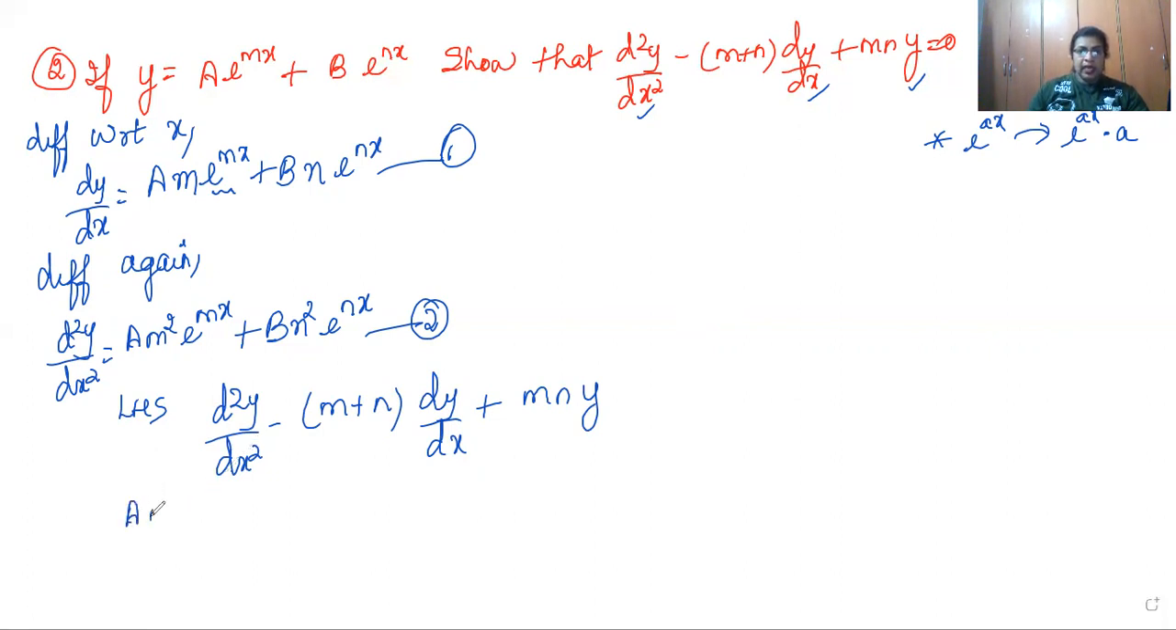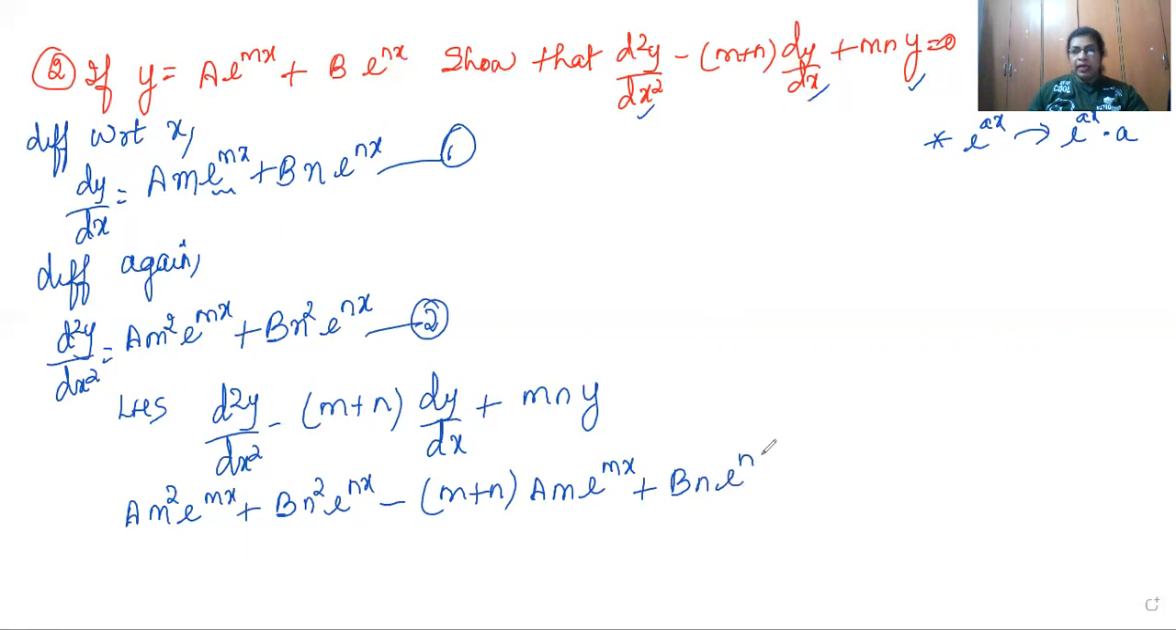So what is it? a m² e^(mx) plus b n² e^(nx) minus (m plus n) into, what is dy/dx? a m e^(mx) plus b n e^(nx). Then plus mn. Okay, two terms, so I put a bracket. mn into, what is y? a e^(mx) plus b e^(nx). Now just open the bracket and simplify, you will get the required answer.